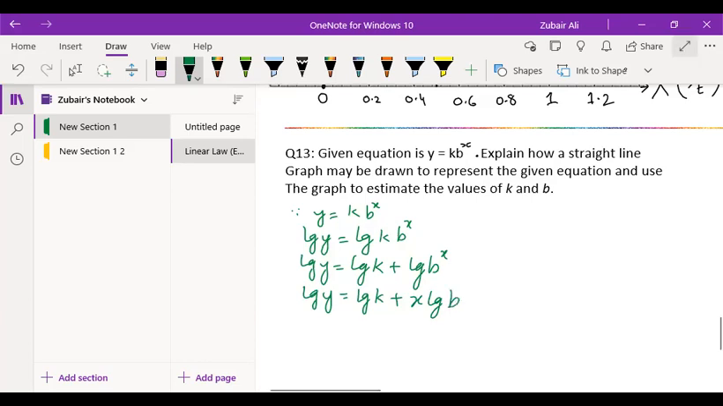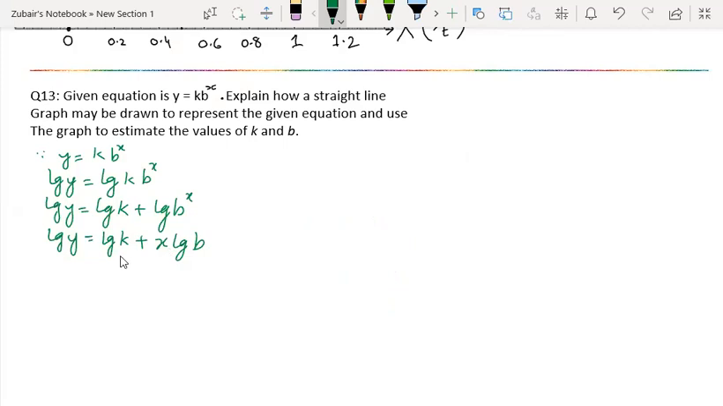Right. X Lg b. Now, which one is the constant term? The Lg k is the constant term, so we write in such a way that the format of this equation should look like y equal to mx plus c. So Lg b and this is x plus Lg k.